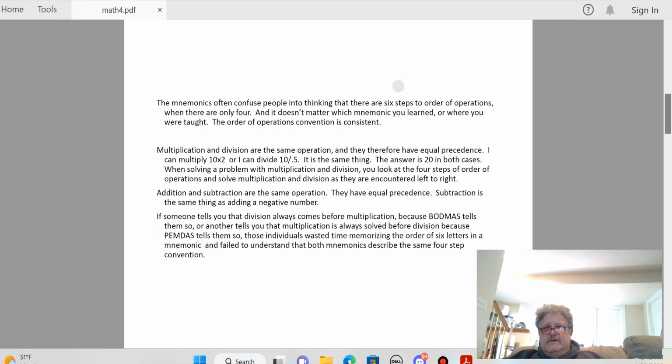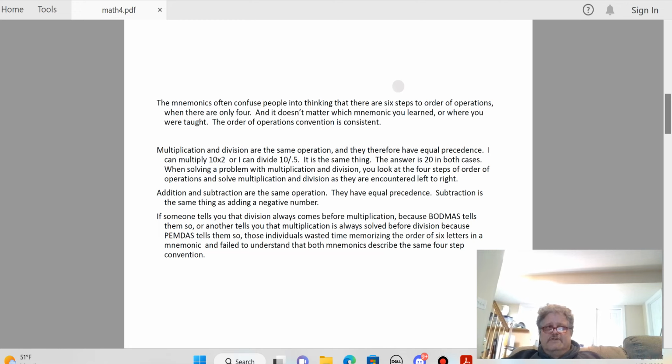Addition and subtraction are also the same operation. They have equal precedence again. Subtraction is the same thing as adding a negative number. So think of a subtraction as the same thing as addition.